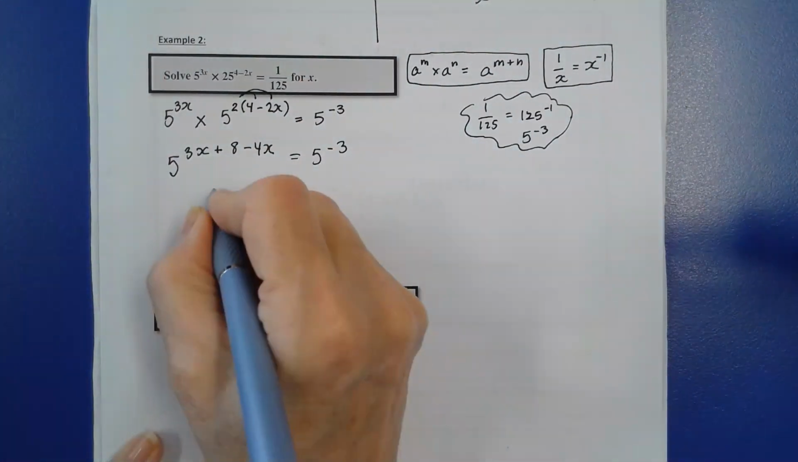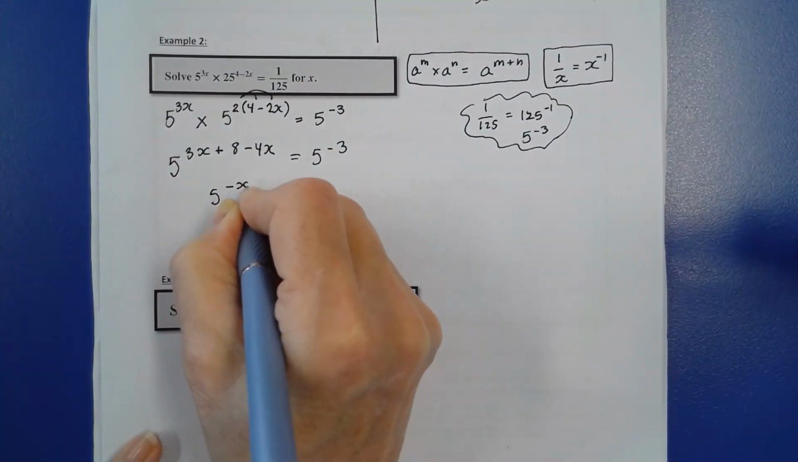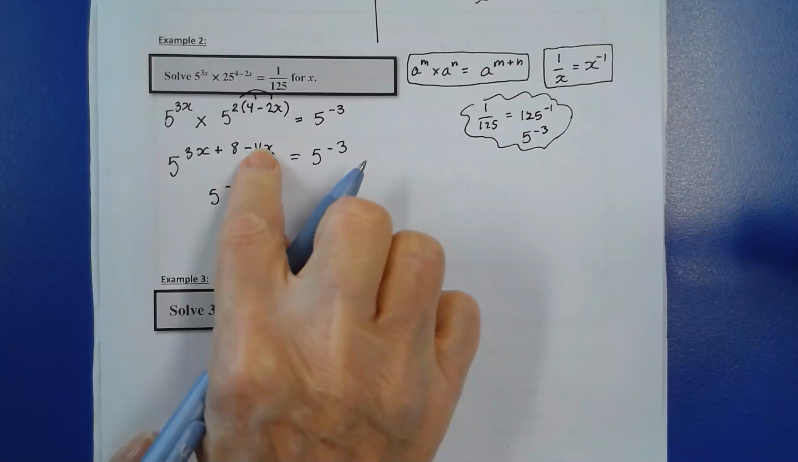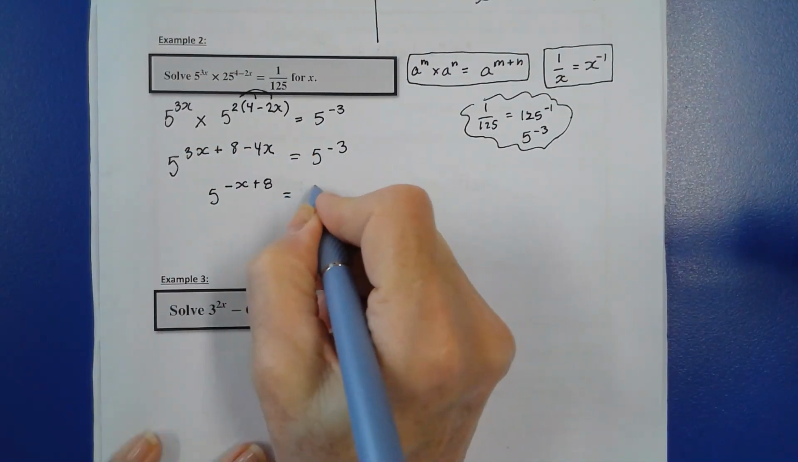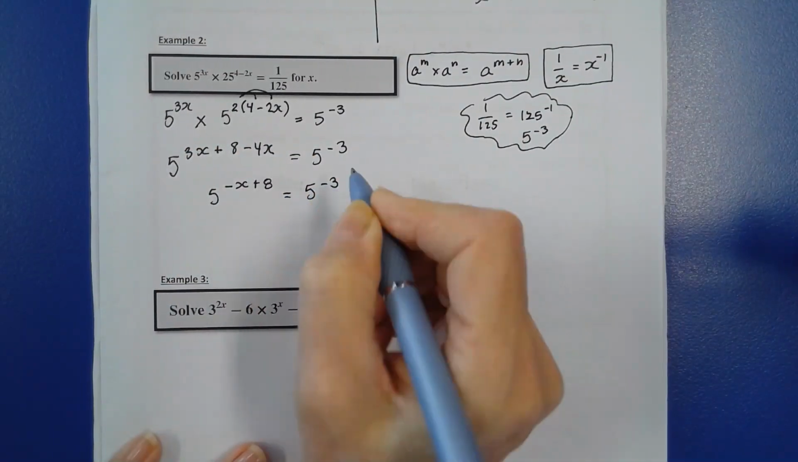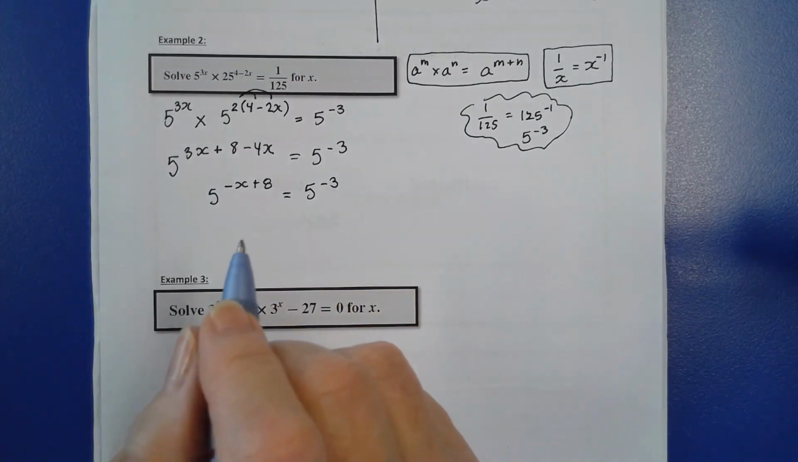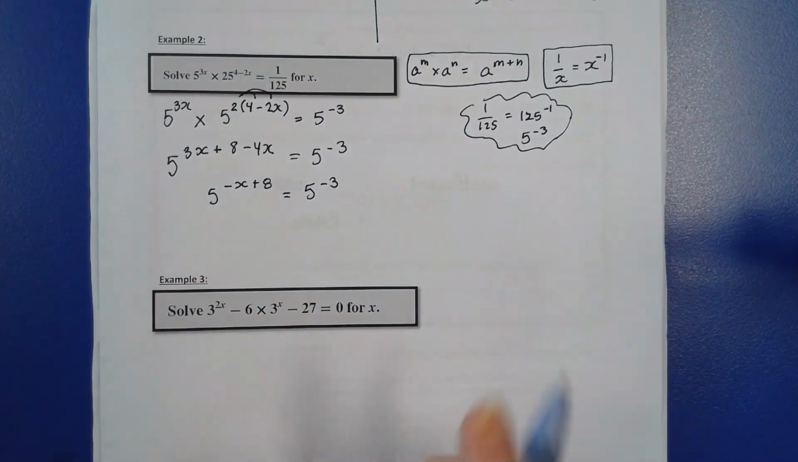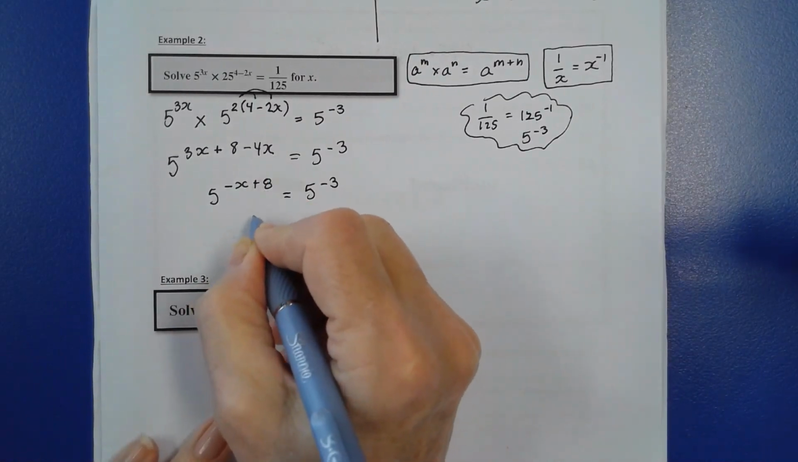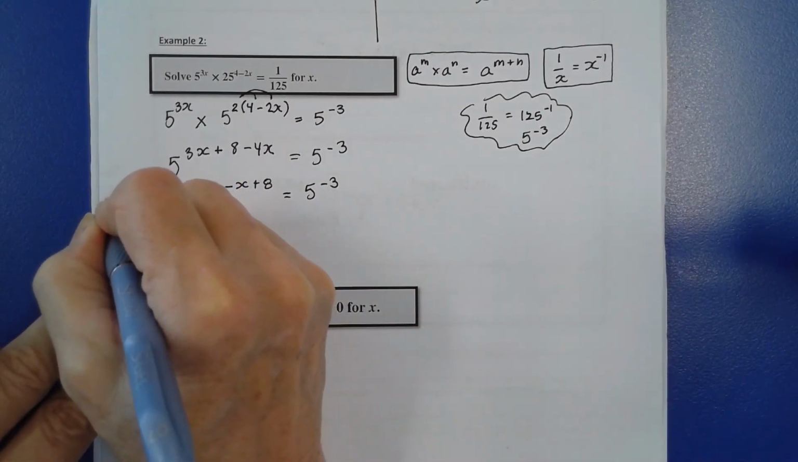Okay, I'm going to keep the 5, and I'm going to go negative x plus 8. What is that called when you do that algebra? It's collecting like terms, right? Okay. Now I'm very good. I can equate the indices. I'm just going to write that on this page again.